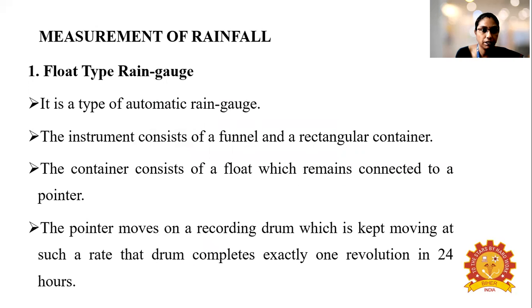It is an automatic rain gauge. This float type rain gauge is an automatic rain gauge. Here we have the funnel and rectangular container, and you have the float which remains connected to the pointer, and the pointer moves over a recording drum which keeps on moving at a rate that the rotating drum completes one revolution in 24 hours.